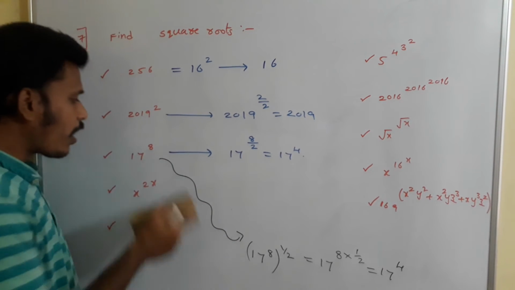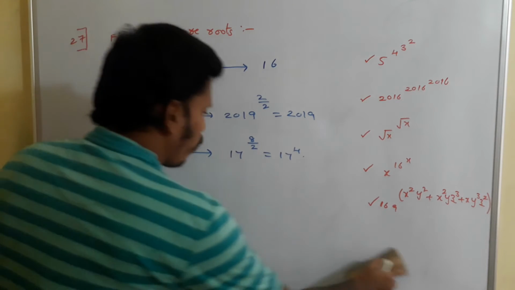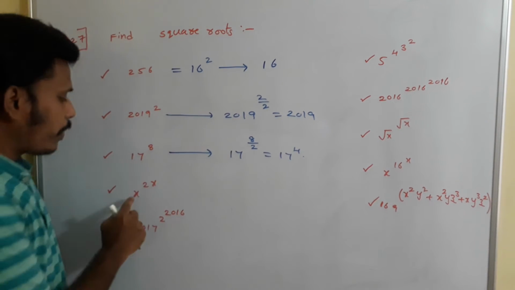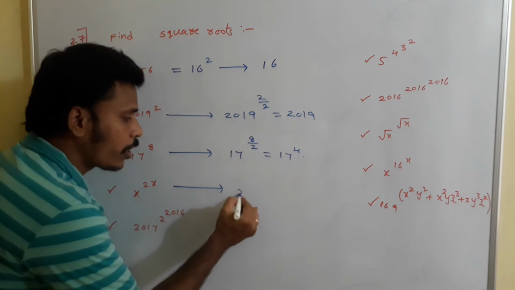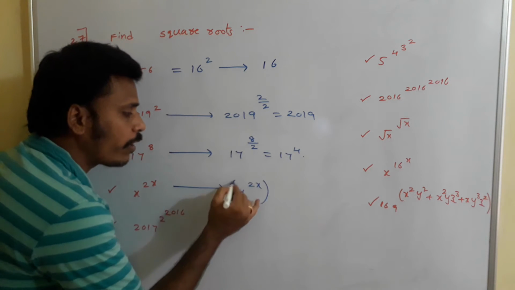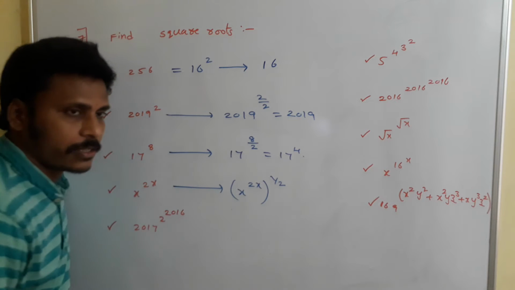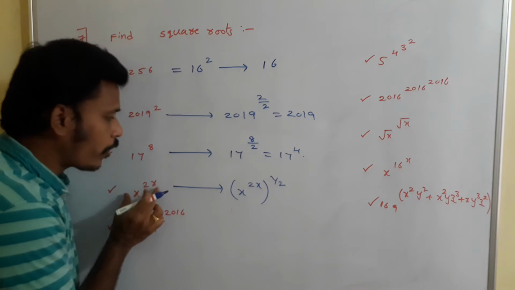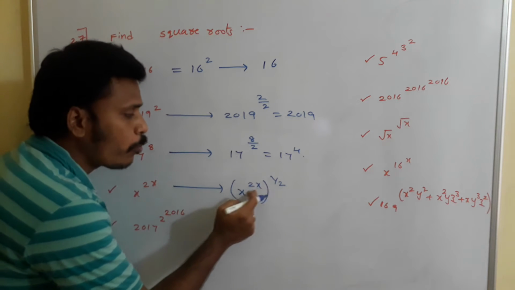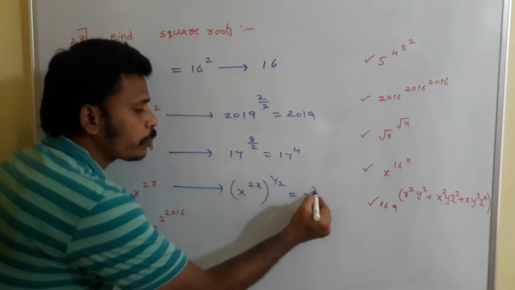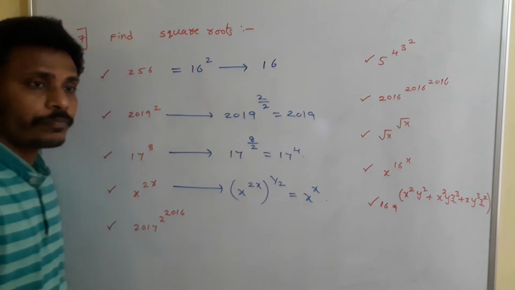In the same way now think about this particular problem: x power 2x. If you are trying to find the square root of x power 2x, you just apply power 1 by 2 to x power 2x, so x power 2x to the power 1 by 2. Simply multiply these two, and you are left with x power x, and that's your answer.